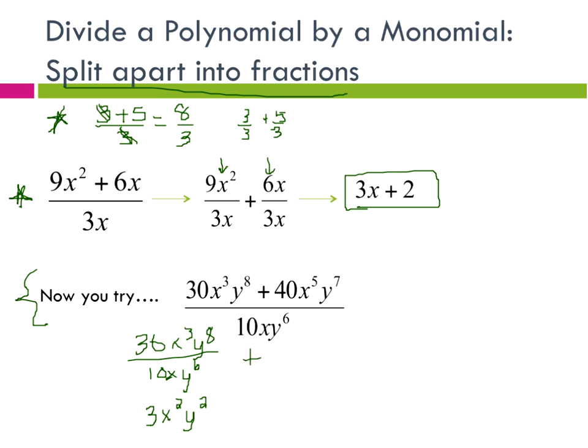That's our first term. That's being added to 40x to the 5th y to the 7th, being divided by 10x y to the 6th. And simplifying that, 40 divided by 10 is 4. X to the 5th over x gives us x raised to the 4th. And y to the 7th over y to the 6th is just y. So excellent work. That's dividing a polynomial by a monomial.